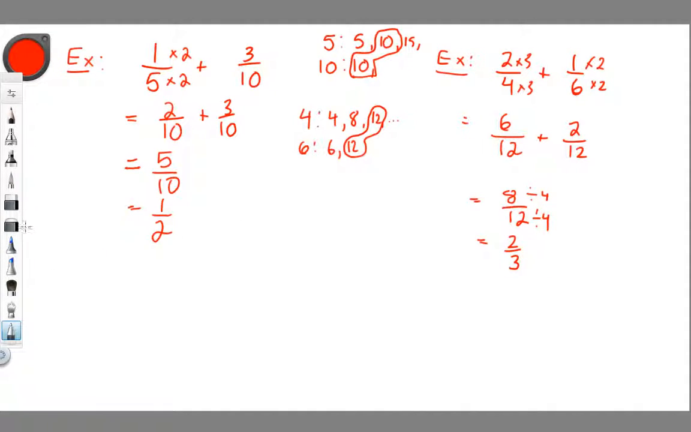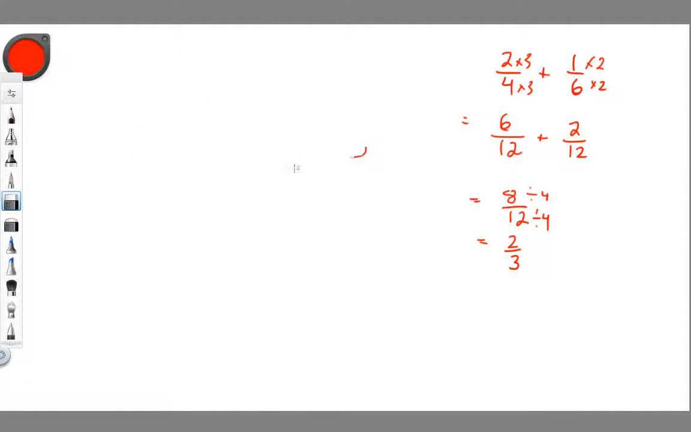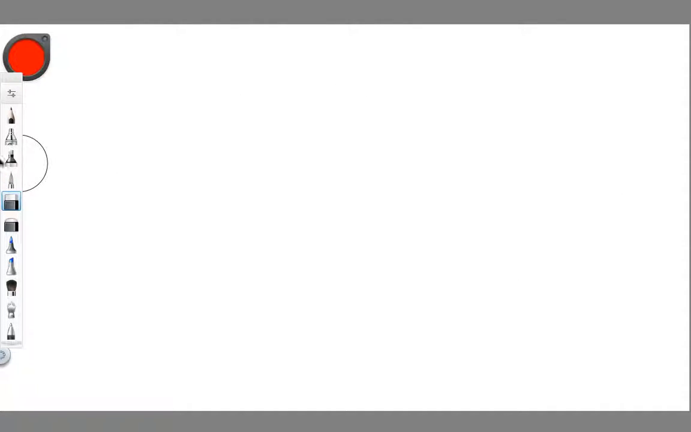All right, why don't I do another example? Let me erase all this stuff, clean up my page a little bit. All right, so let's do 2 over 7 plus 11 over 21. If I have something like this, again, I can make a list.